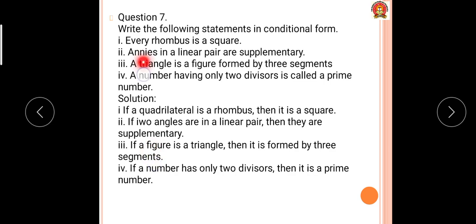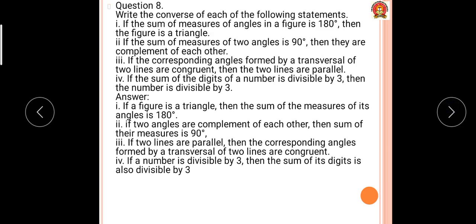Angles, it is angles, not anions. Angles in a linear pair are supplementary. If two angles are a linear pair, then they are supplementary. A triangle is a figure formed by 3 segments. If a figure is a triangle, then it is formed by 3 segments. A number having only 2 divisors is called a prime number. If a number has only 2 divisors, then it is a prime number. Simple questions are there. Now converse.